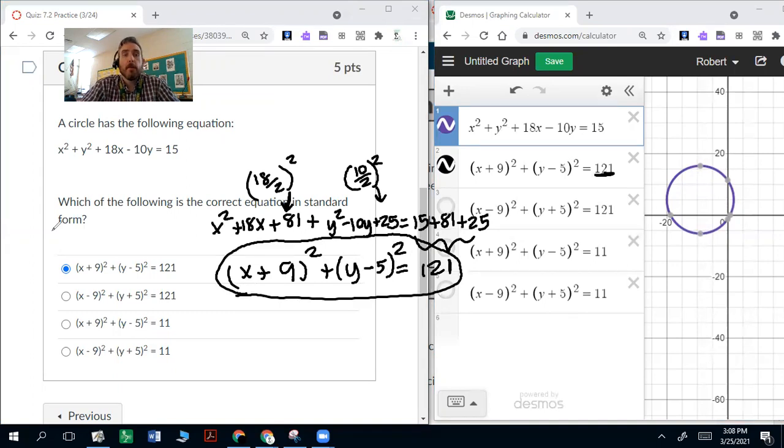And there you go, guys. That is 7.2, all the remaining problems.